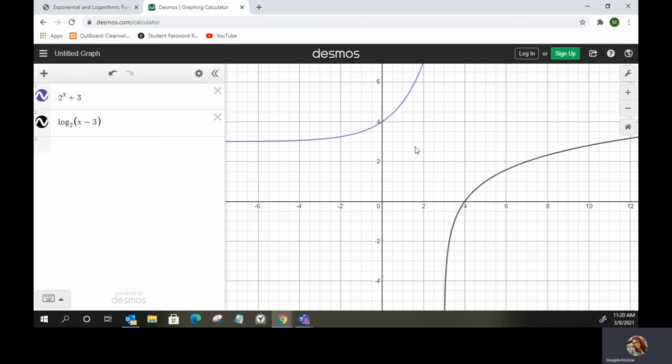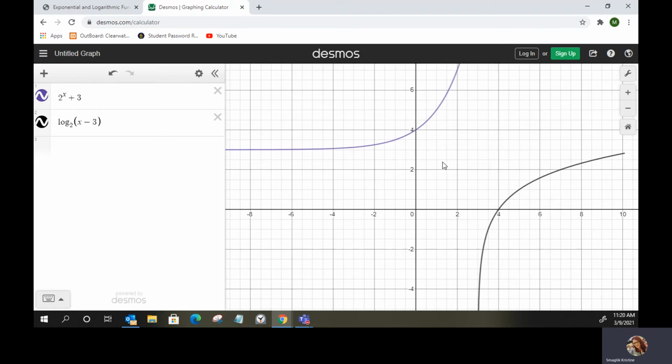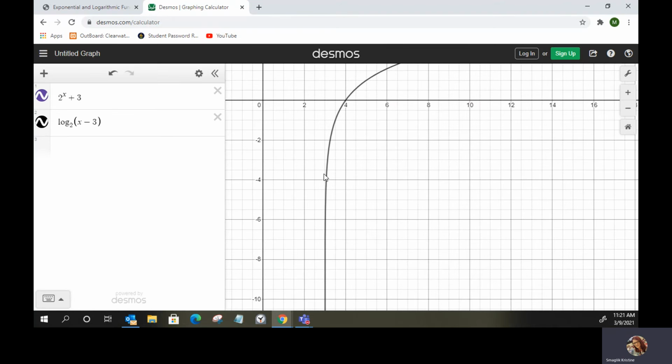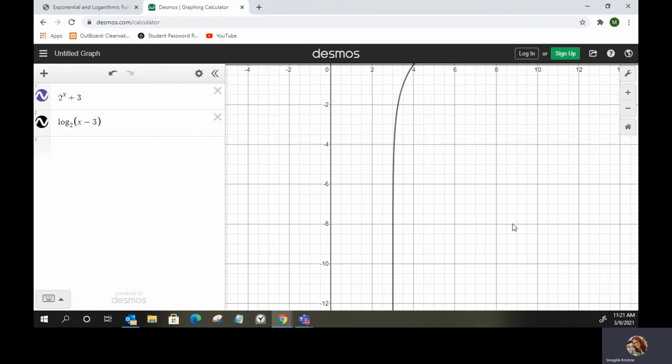My domain, so think about the domain of any exponential, it's going to be all real numbers. But now check out the domain of the logarithm. Here, I had all real numbers on the exponential. Well, now I have a restriction. X has to be greater than 3. I have no x values to the left of x equals 3.